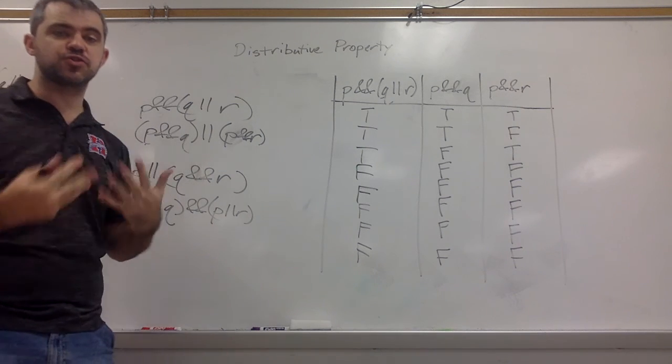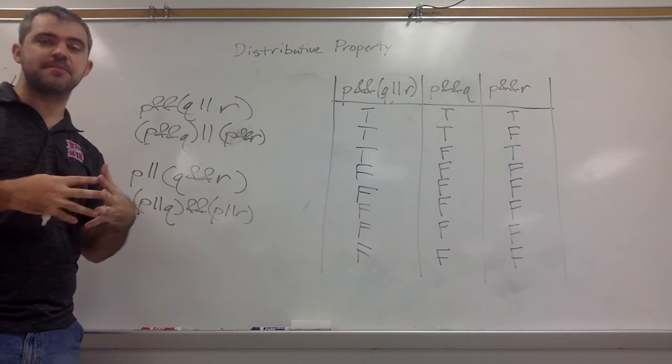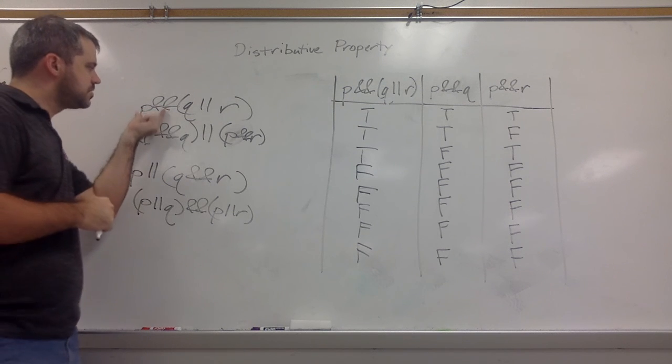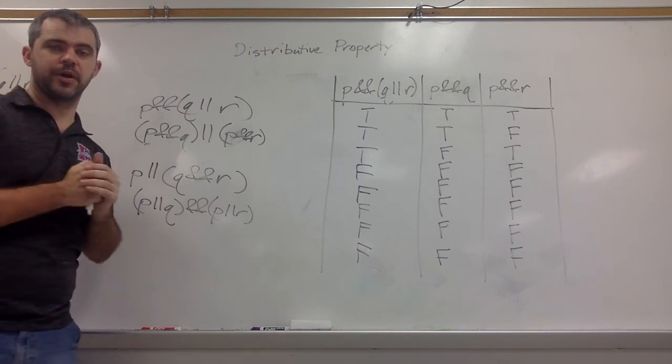So this is the distributive property. I would memorize this because this is going to make some of your multiple choice problems much easier on the AP test. So again, we can distribute and into or. We can distribute or into and.